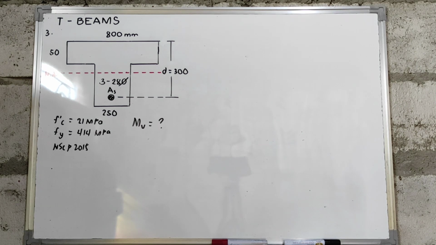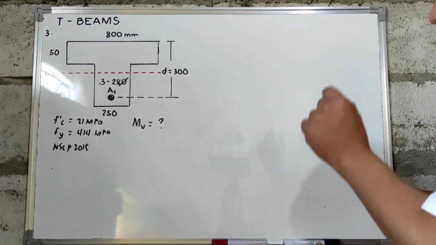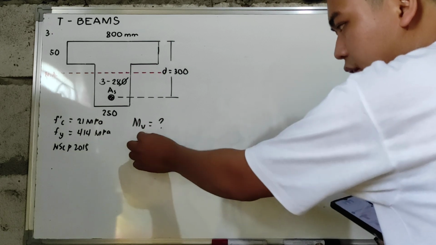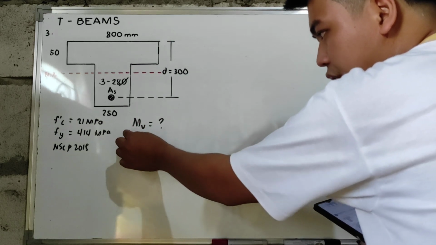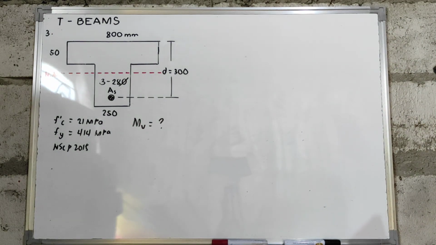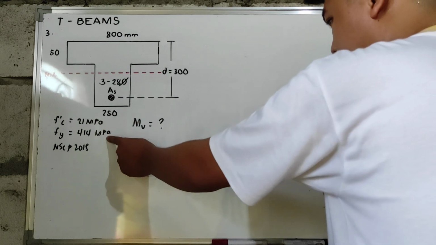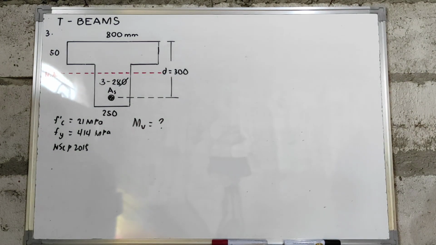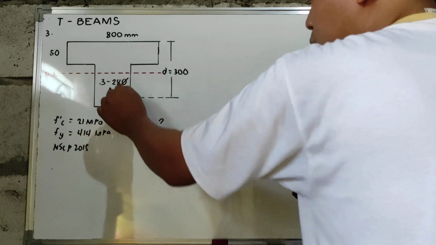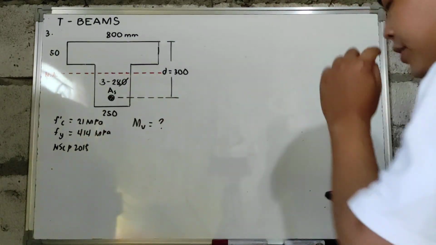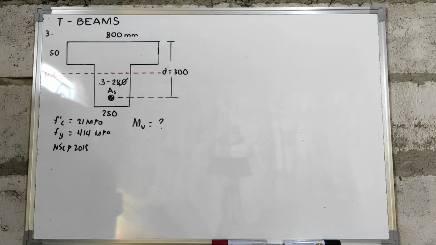So determine the ultimate moment capacity. So since nandun yung word na ultimate, we are tasked to find yung subscript natin na U, which is yung MU natin, of the T-beam shown in the figure. We have F'(C) na 21 megapascal, the value of your Fy na 414 megapascal, and you have 3 pieces of 28 diameter bars located on our bottom part of your T-beam. So we're going to use NSCP 2015.